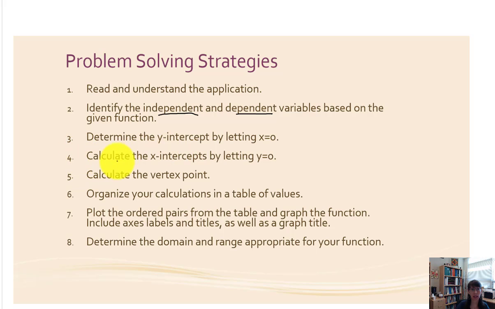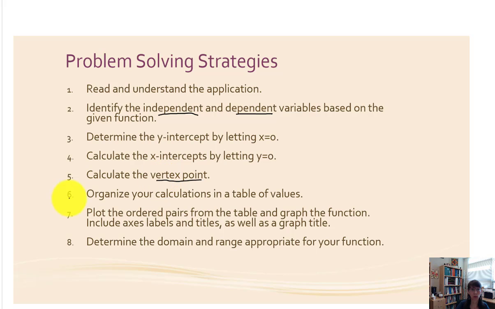In step 4, we're going to calculate the x-intercept by letting the y value equal 0. Again, that's going to generate possibly two ordered pairs for us on our graph. In step 5, we'll calculate the vertex point. The vertex point is the turning point of the parabolic function. That is, it will determine where the function changes from being an increasing function to a decreasing function.